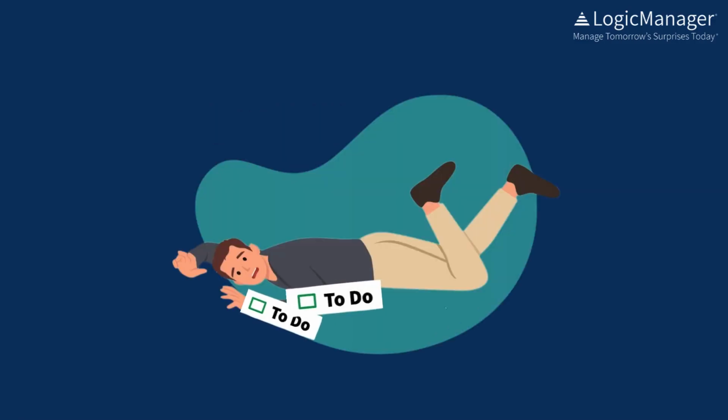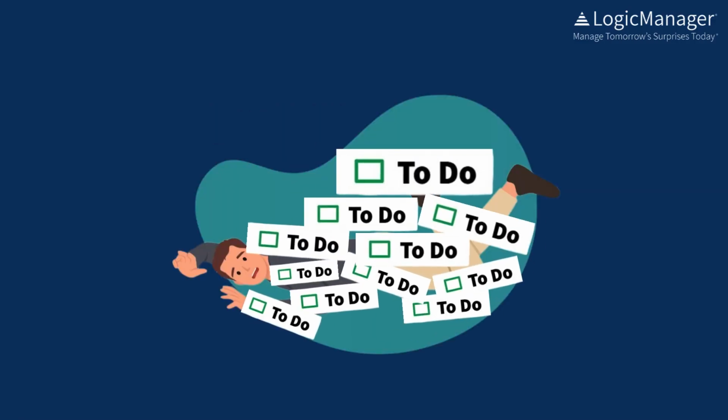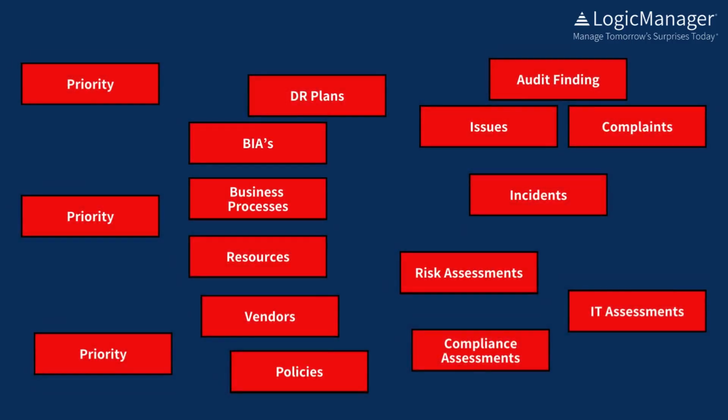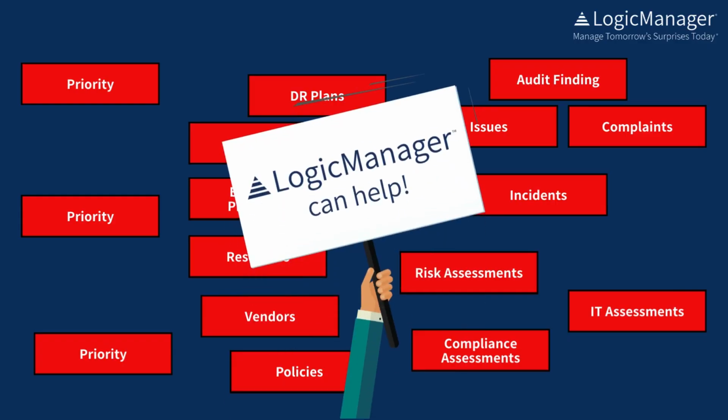Does your day feel like an uphill battle, stuck in an endless cycle of busy work and to-dos? Your system may look like this: a patchwork of plans, departments, and data scattered everywhere. It probably feels like a mess. Don't worry, we're here to help.